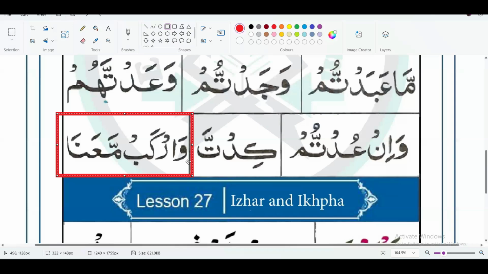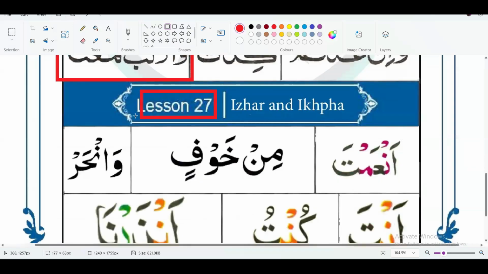Got it? Now let's move to lesson number 27, which is about Izhar and Ikhfa. These are two more rules for Noon Sakin and Tanween. If you remember, in the beginning I told you there are four rules for Noon Sakin and Tanween sign. Number one was Idgham, which we just completed. Number two is Izhar, number three Ikhfa, and number four Iqlab. Iqlab will be in lesson number 28.